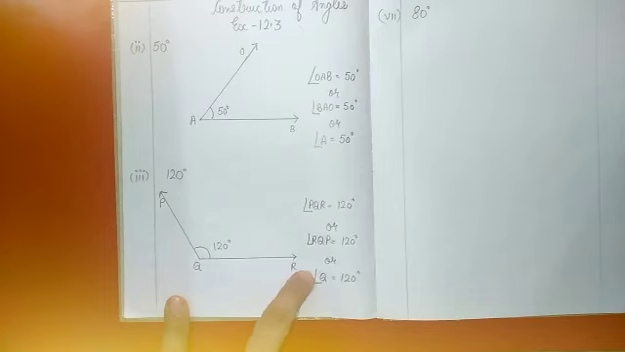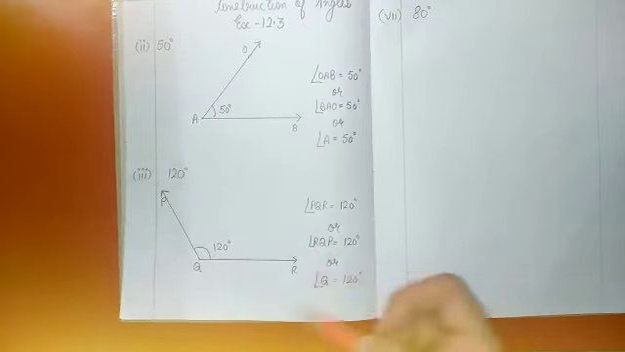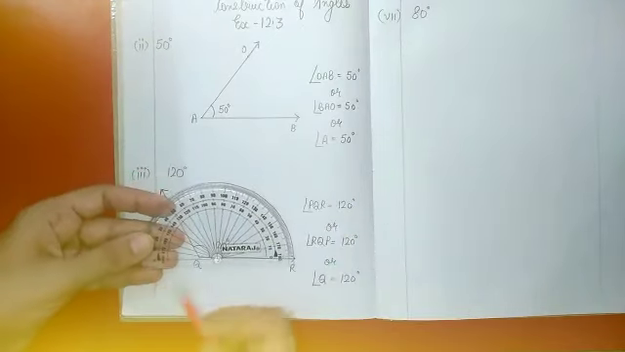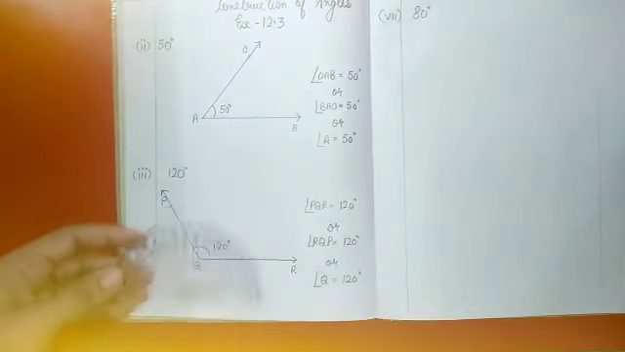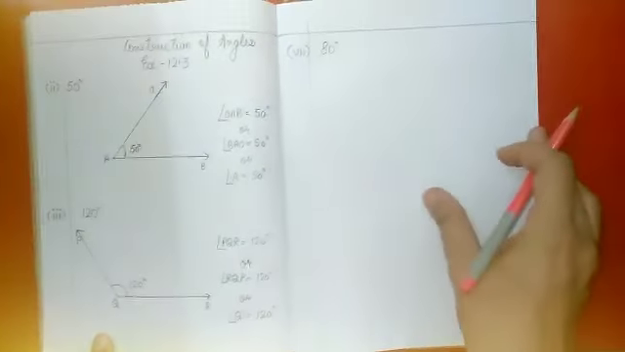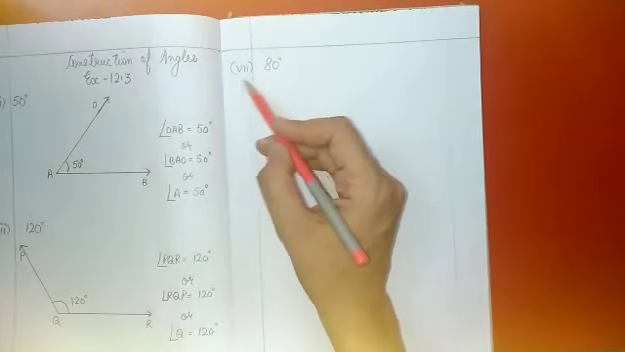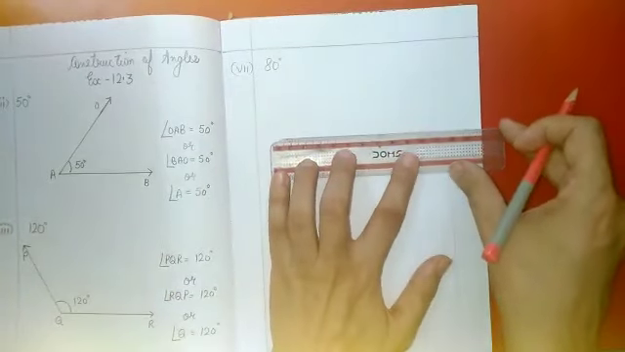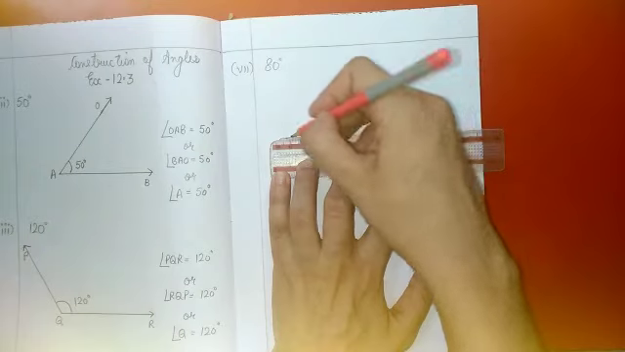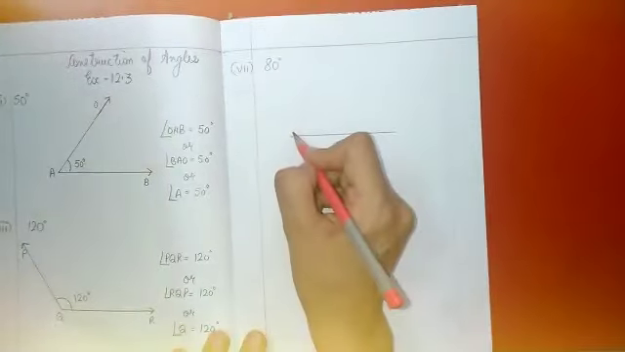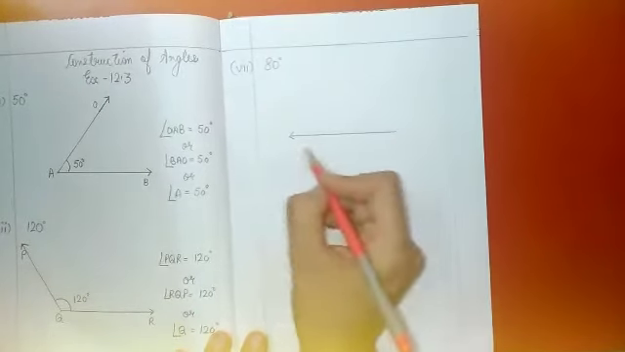And if your ray is toward the right hand side, then you have to look from the right hand side scale. And if your ray is towards the left hand side, then you have to look from the left side scale. Now the third angle, I will teach you with the left ray so that you will come to know. I have taken another part from the same exercise, 80 degree. Now let me teach you a different way so that you can come to know how to use the left hand scale. So this is my ray which I have drawn towards the left hand side.